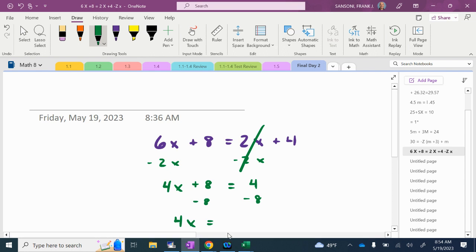4x equals, what is 4 minus 8? Negative 4. Put it over here. 4x equals negative 4. Now I get rid of this 4 by dividing. And now whoever said negative 1 is correct. Negative 4 divided by positive 4 is negative 1.